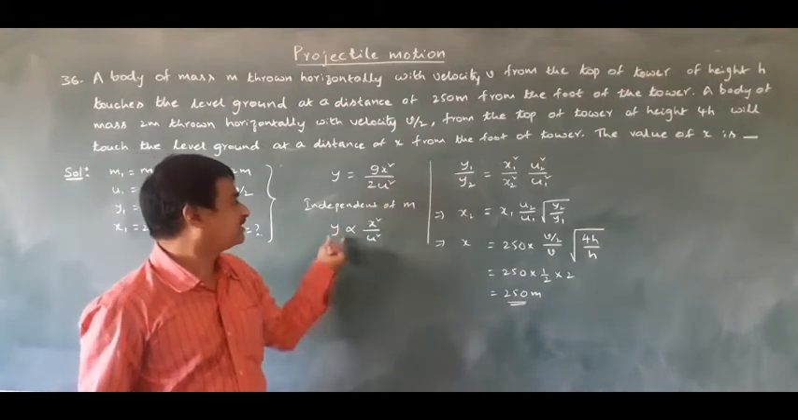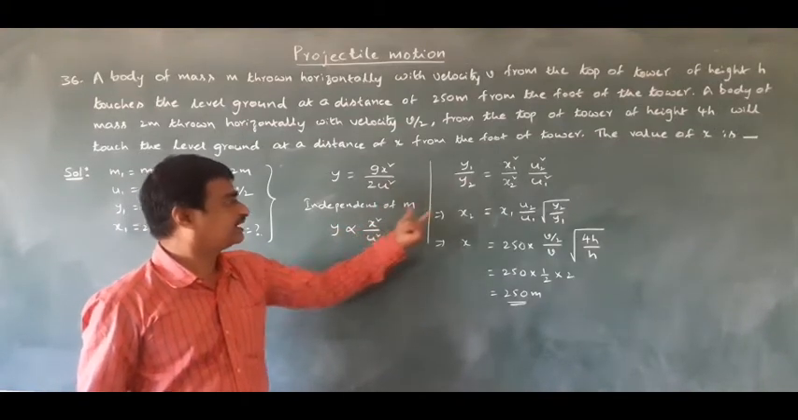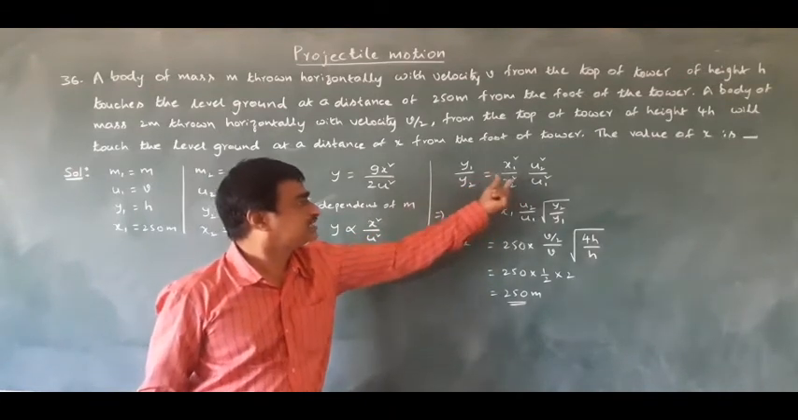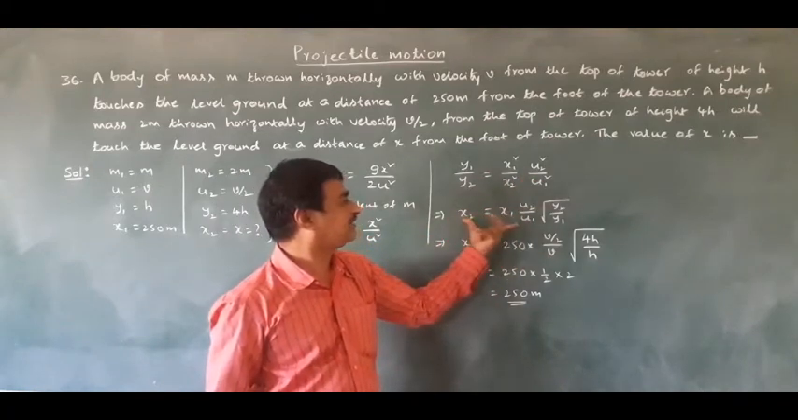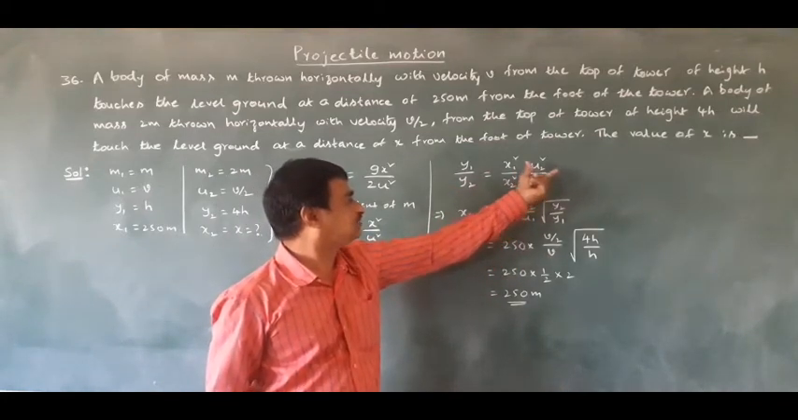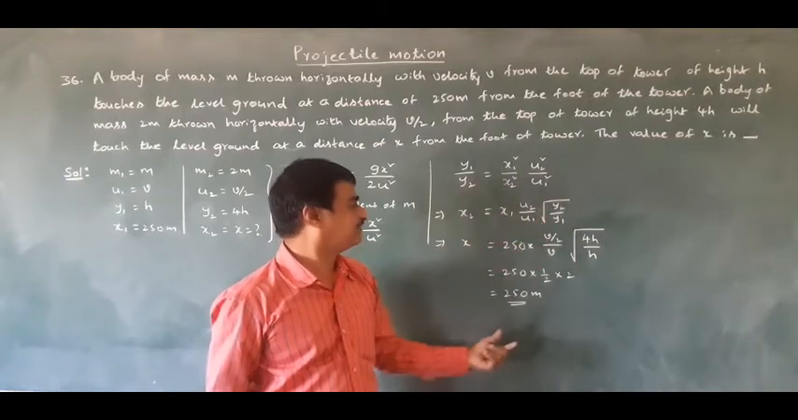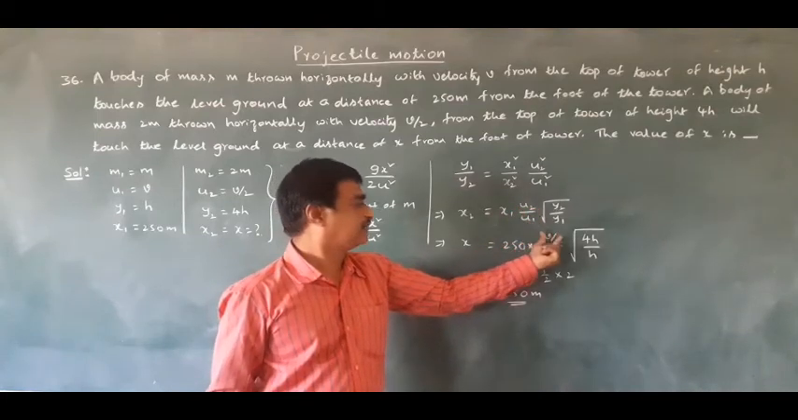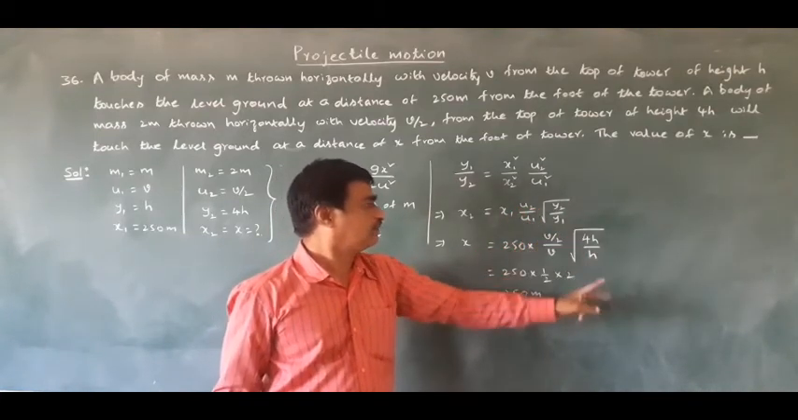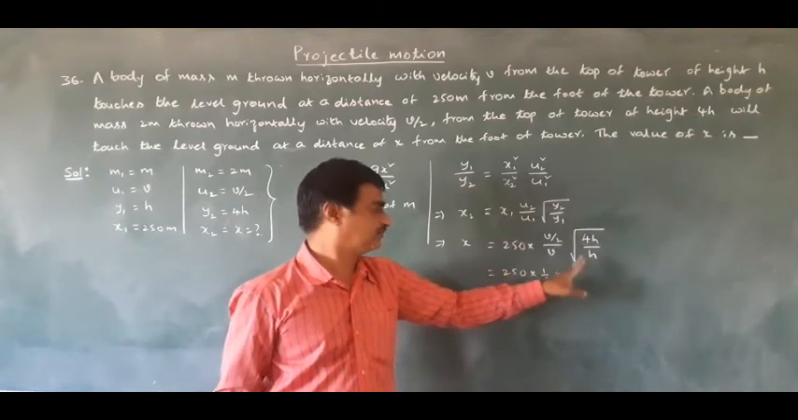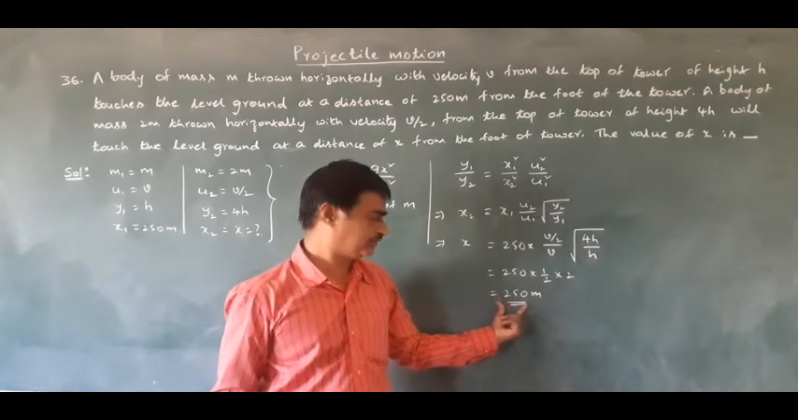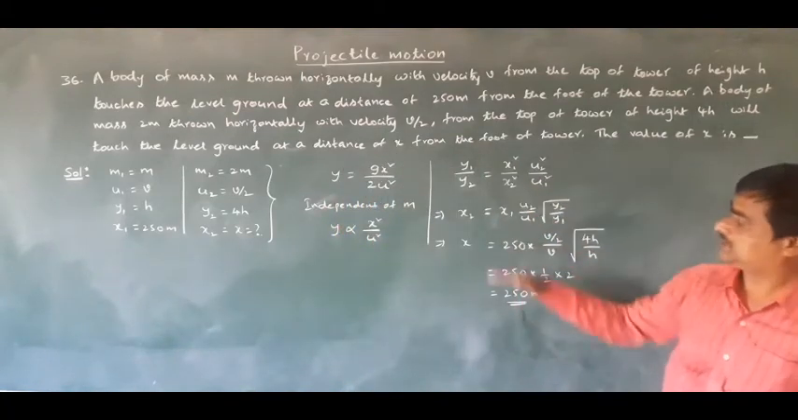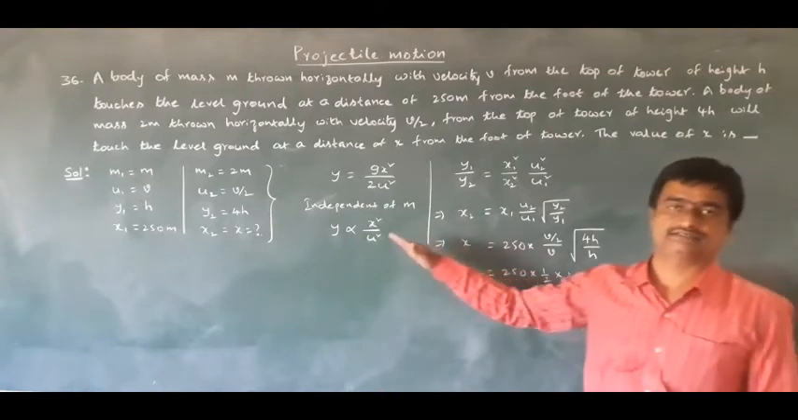Or y1 by y2 is equal to x1 square by x2 square into u2 square by u1 square. Or simply x2 is equal to x1 u2 by u1. All these are having squares. If they come to that side, then root of y2 by y1. We simply get 250 into u2 is v by 2 by v, root of y2 by y1 is 4h by h, that is 4. We are going to get 250. Okay, a simple calculation here. Okay, so it is going to fall at the same distance.